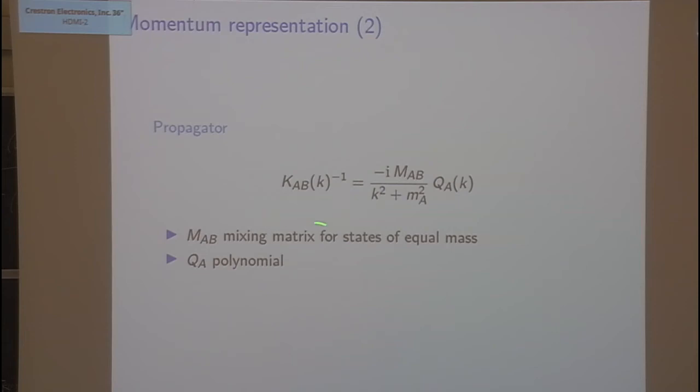Here the propagator will work in a basis which is an eigenstate of the momentum and also of the mass. In this way you can very easily read the singularity of the propagator. They are just given by the mass of the particle propagating. Here Q_a is some polynomial, and M_ab is the mixing matrix of states of equal mass.